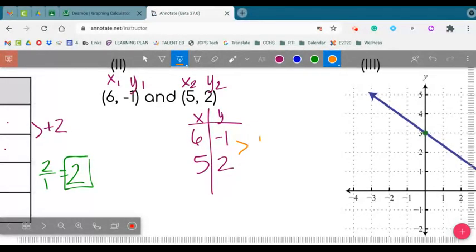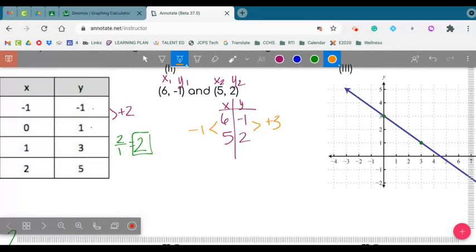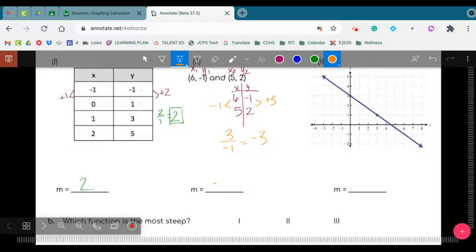From -1 to 2, you're going up by 3. From 6 to 5, you're going down 1. So you're going to have 3 over -1, which equals -3. So that would be my slope.